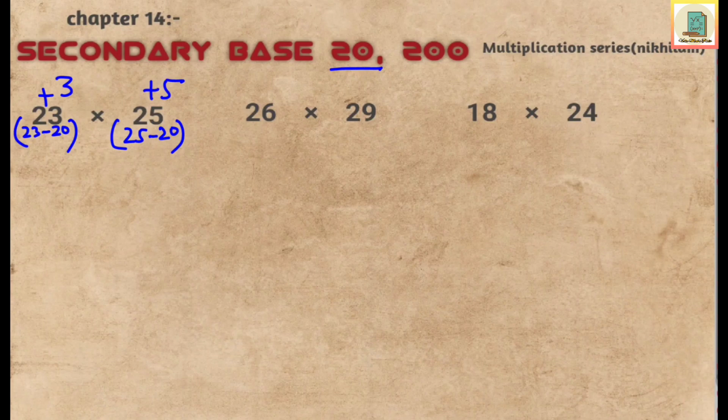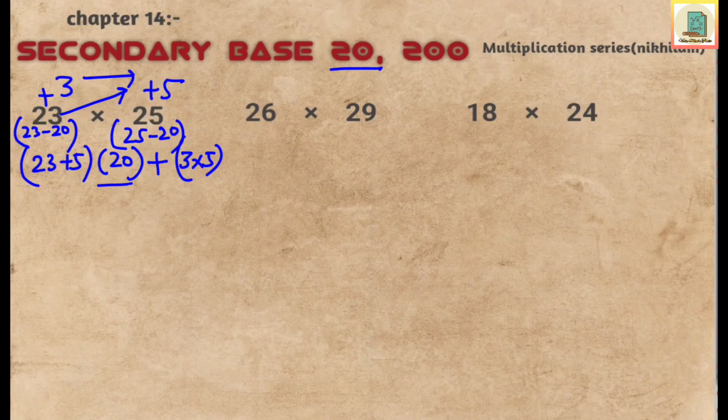Now here also, first we'll add the first number plus the second deviation, 23 plus 5. Now here we multiply by the base. The base here is 20, so multiply by the base plus multiply the deviations. So 3 multiplied by 5. This method is also the same as the previous multiplication methods. It's just that the difference is that here we're multiplying by the base.